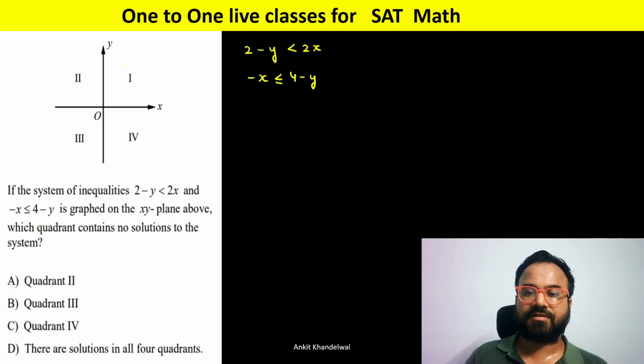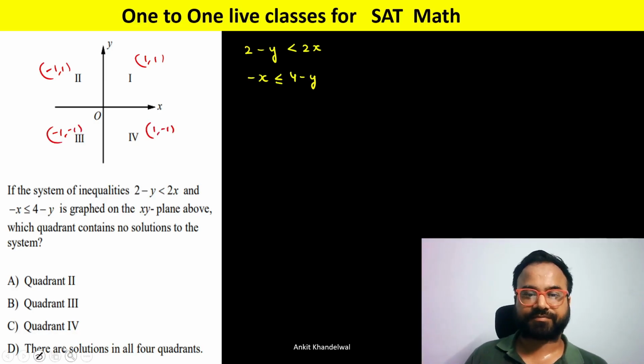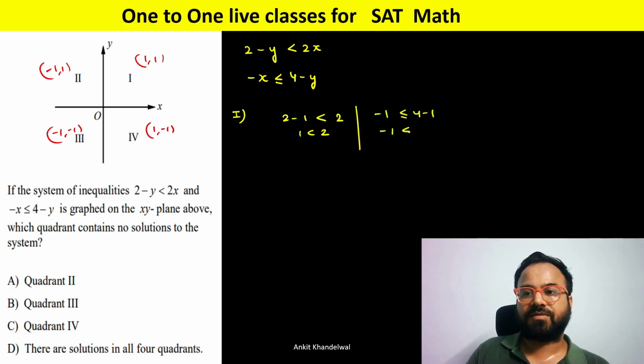So let's take the first one. You can take any point. It's easier to take the easier points: 1 comma 1 we can take here, minus 1 comma 1 here, minus 1 comma minus 1 here, and x positive, y negative here. So let's check with this. If you take the first quadrant, although the first quadrant is not given over here, let's check it. 1 comma 1: if you put 1 comma 1, 2 minus 1 is less than 2, so 1 is less than 2, it is true. And the second inequality is minus 1 less than or equal to 4 minus 1, minus 1 is less than or equal to 3, yes. In the first quadrant we have the solution.